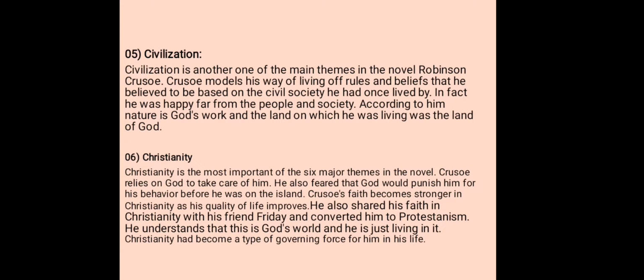Civilization is another one of the main themes in the novel Robinson Crusoe. Crusoe models his way of living off rules and beliefs that he believed to be based on a civil society he had once lived by. In fact, he was happy far from the people and society. According to him, nature is God's work and the land on which he was living was the land of God.